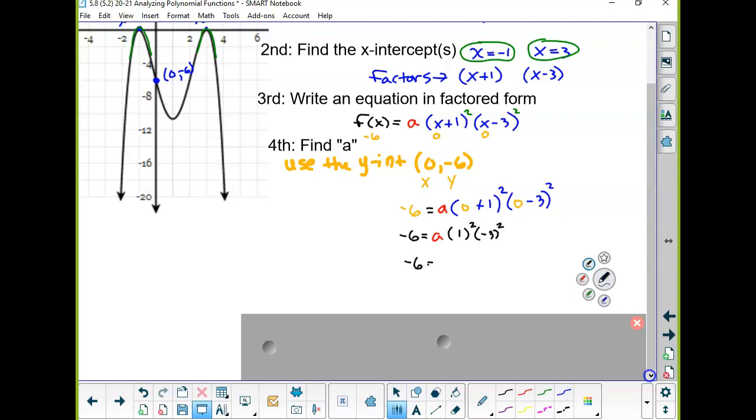The only thing some students make a tiny error with is, remember when we square a negative, technically this is 1, this is negative 3 times negative 3 is a positive 9, so 1 times 9, or really a better way to write this would be 9a.